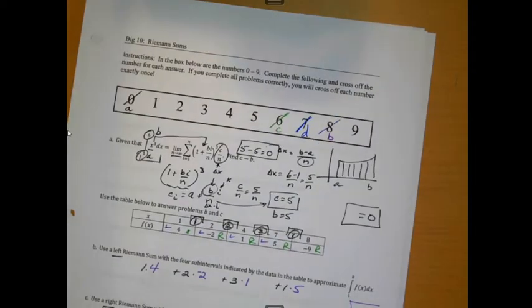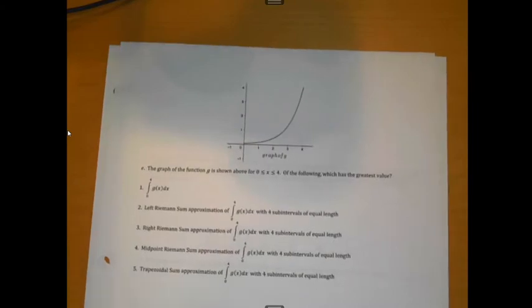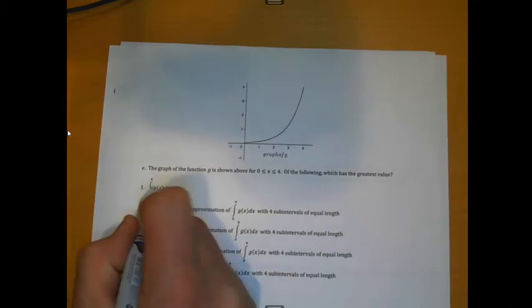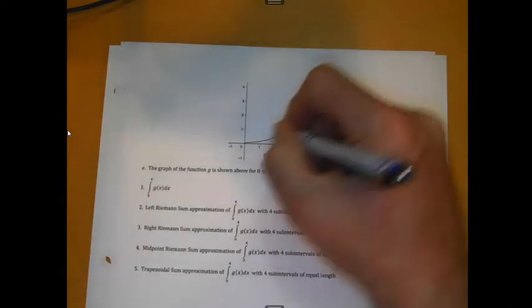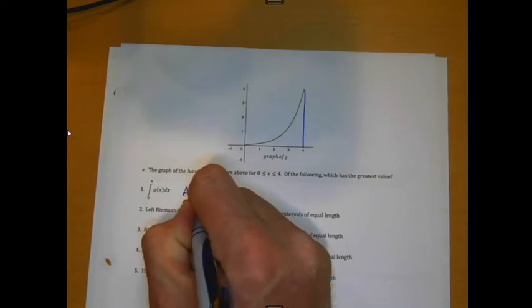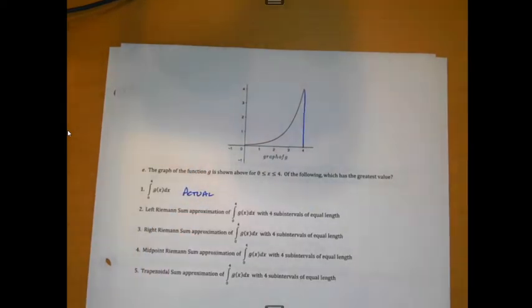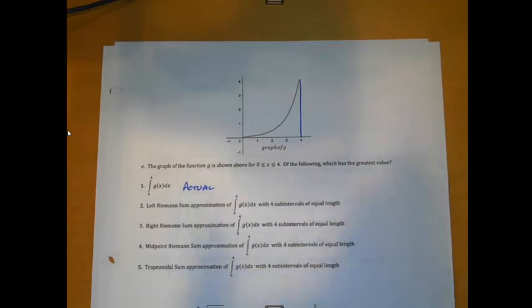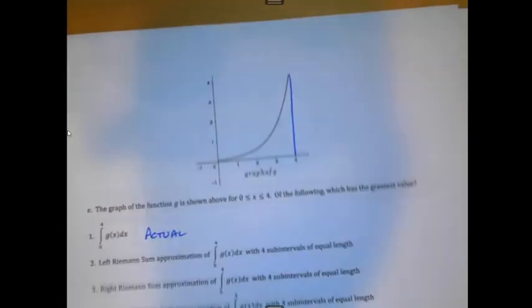There's that one. Moving on. Here we have a graph of g, and we're asked to show which one is the greatest value that we have. So if we're looking at greatest values, we're looking at Riemann sums. So this one, from 0 to 4 of g of x, that's going to be everything in that thing. That is your actual. That is what we talked about. The limit as x approaches infinity, that was your actual.